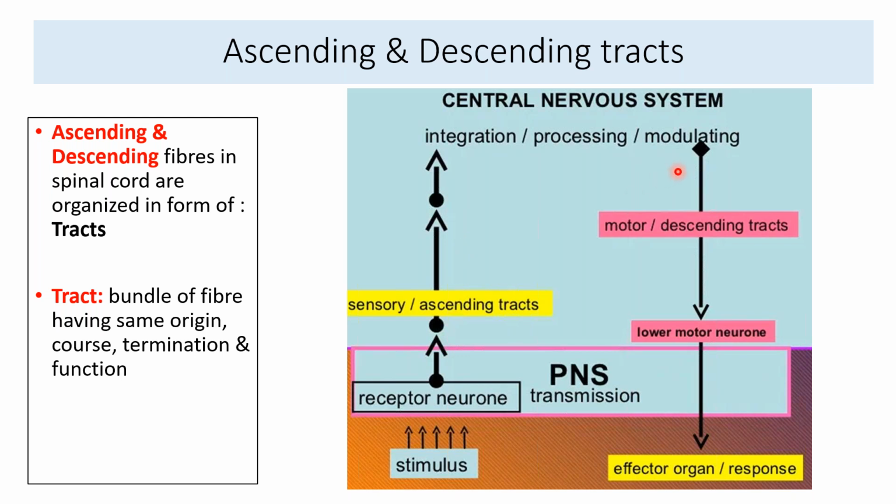So this is a representation of a sensory and a motor tract. The first picture is showing the ascending, and the second the motor tract, which is showing the descending tract. So basically tracts are bundles of fibers with the same origin. They will all have the same origin point. The course will be followed by all these fibers in a similar fashion, and they are going to terminate into a specific area, all those tract fibers, and they will have a common function, both in ascending and the descending tracts.